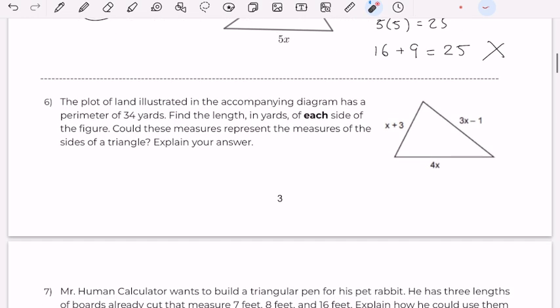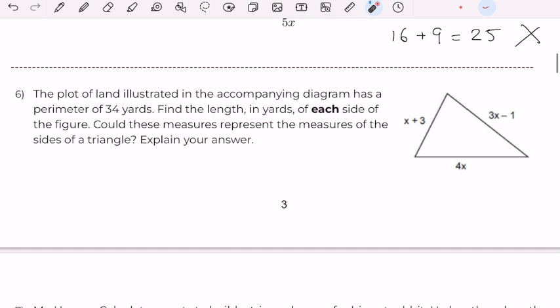This is a great problem. The next one is a great problem because here, the problem is shouting at us. The problem is shouting which equation you should be writing. Because look, they are giving us a perimeter and they are giving us the lengths of the sides. So this problem is screaming the following equation. It is screaming x plus 3 plus 3x minus 1 plus 4x equals 34.